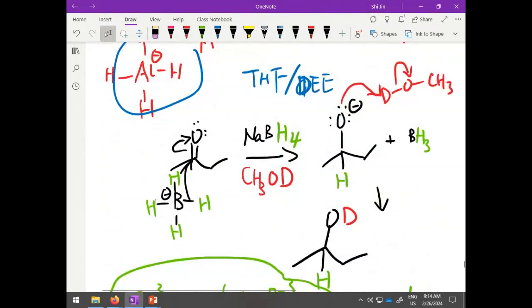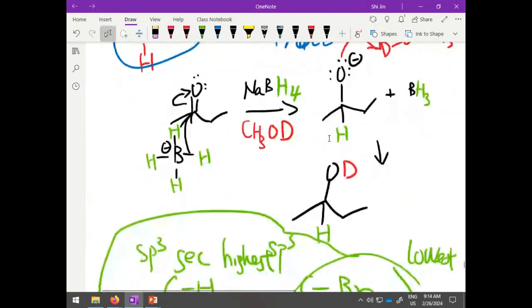Basically, with sodium borohydride, you give a hydride to the carbonyl carbon, and the hydride adds to the carbonyl carbon. That's the addition step. That's usually the rate limiting step. Then the oxygen can take a proton from the solvent or the reagent, as the second step.